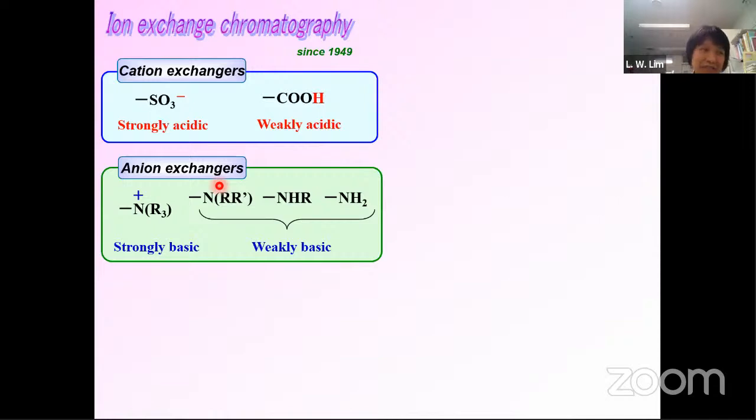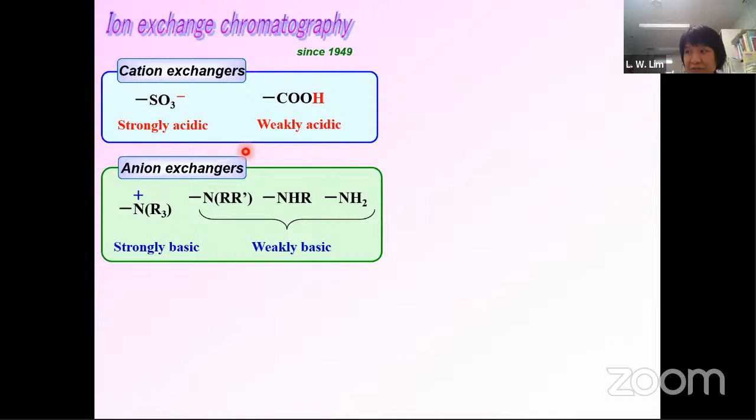For the column, there are many types of columns, but the functional groups are actually quite similar. It's quite fixed. For cation exchangers, usually there are 2 types. The strong one uses the sulfonic group like this, and the weak one is carboxylic acid like this. When the proton is gone here, you can see there will be a negative charge. So the sulfonic group and the carboxyl group will be used for cation exchange.